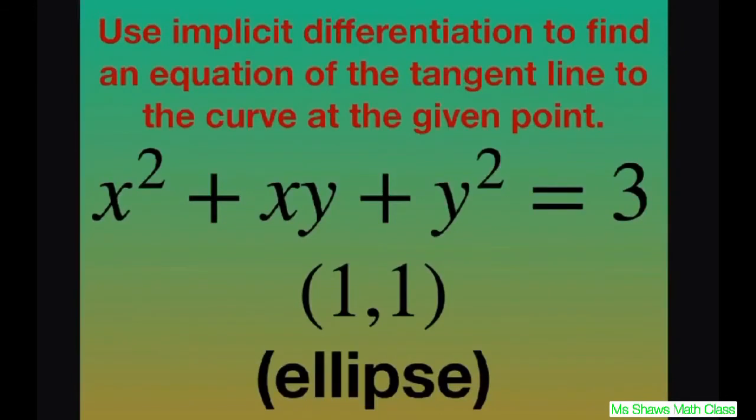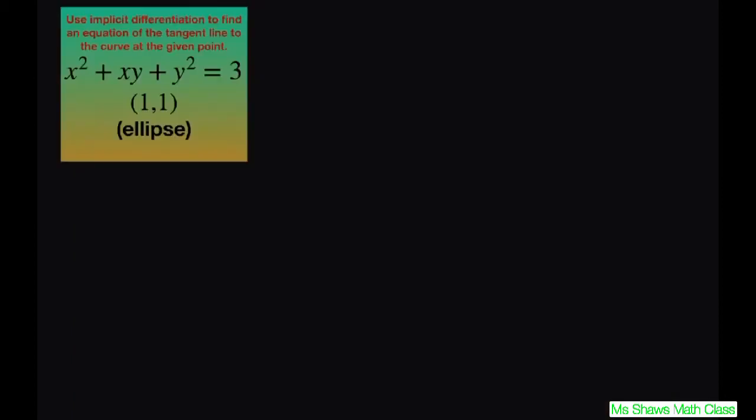Hi everyone, we're going to use implicit differentiation to find an equation of the tangent line to the curve at the given point. And the point is (1, 1), and this is an ellipse. So basically, we're going to differentiate this implicitly. I'm going to use all the steps.